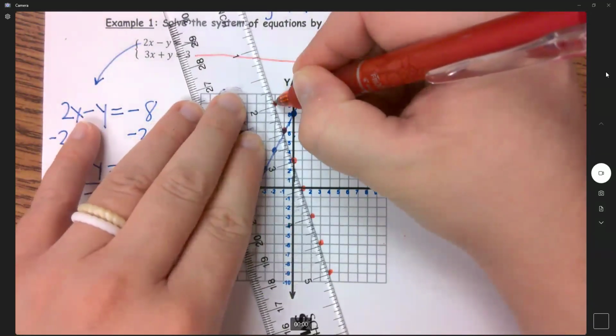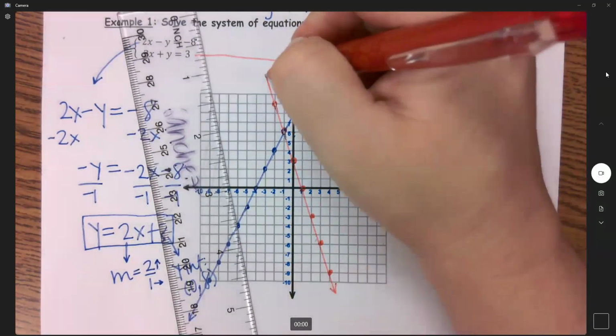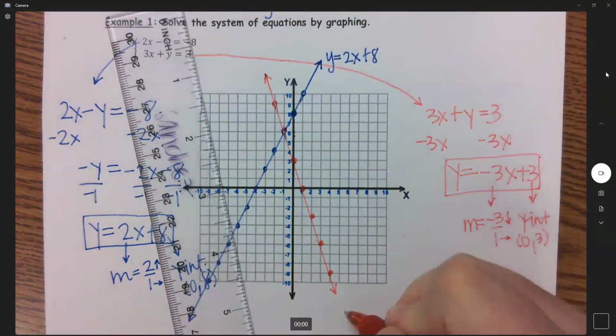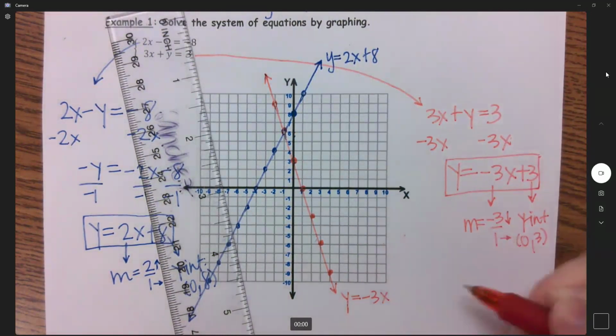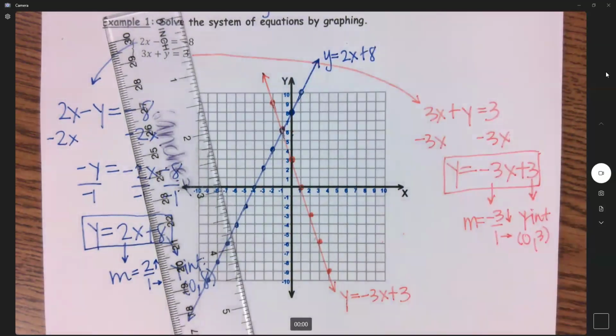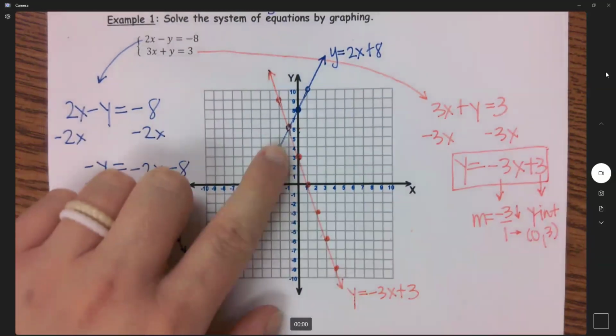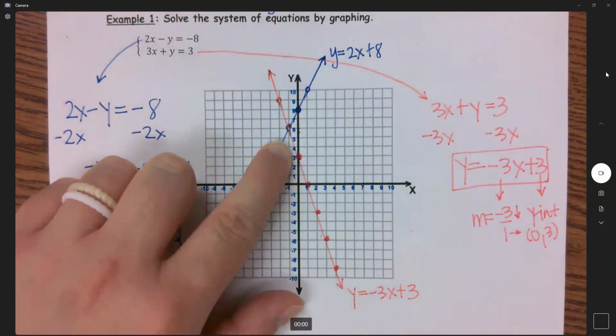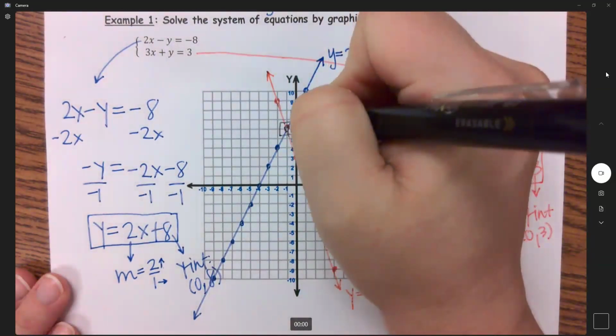Here is my second line. And I'll go ahead and label this one. This one is my y equals negative 3x plus 3. We definitely want to make sure everything is labeled on our graph. But the important part here is where this is intersecting. My intersection point is right here.